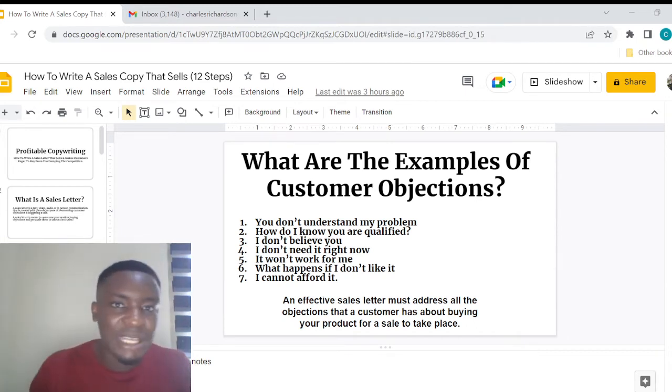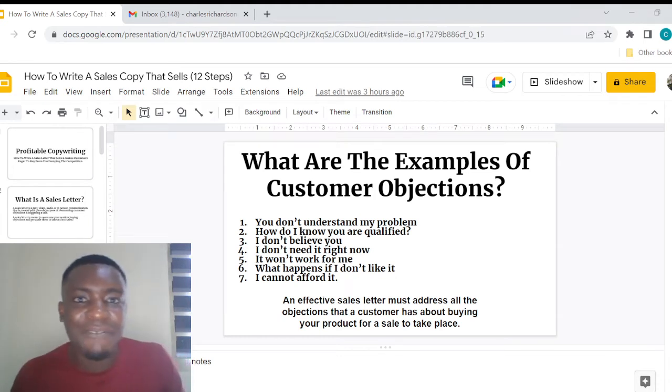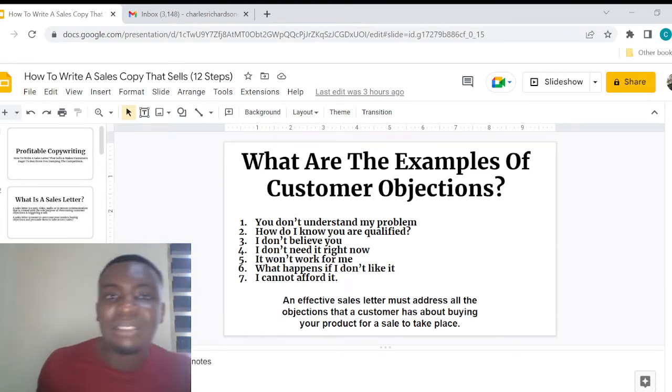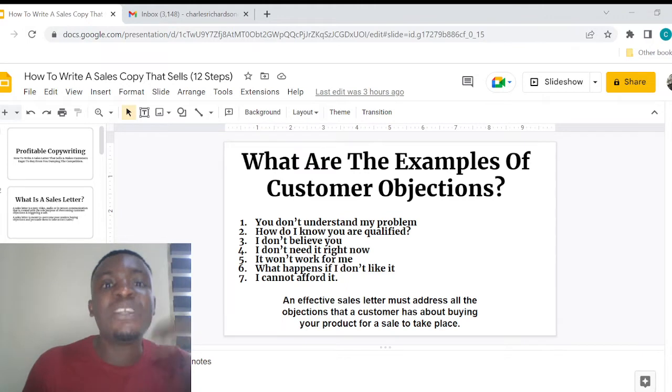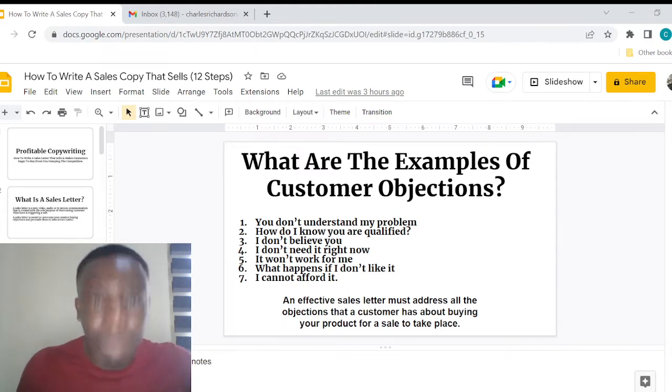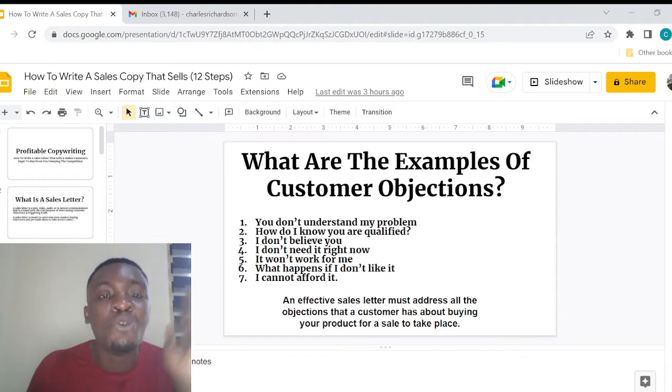They will move on to the next person that is available to sell. And if the next person successfully answers all these questions and objections, they will buy from that person. So you want to make sure that you know how to answer every objection that the customer will throw at you.